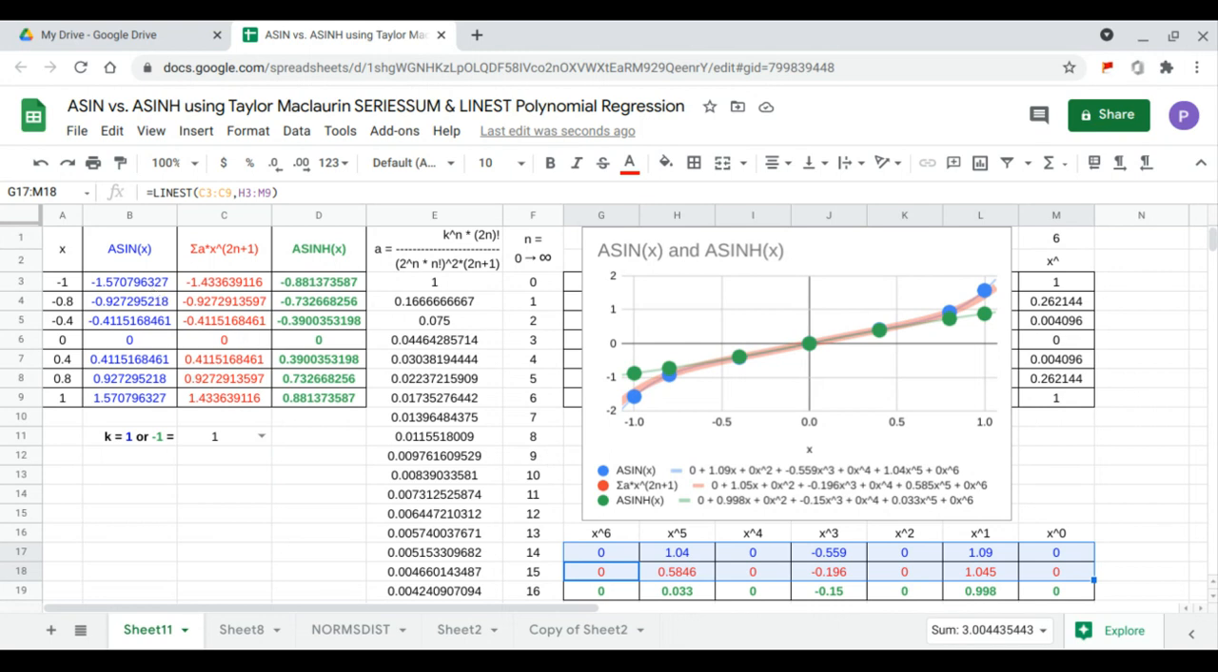This completes the use of the Taylor series sum, Taylor-Maclaurin series sum, and LINEST polynomial regression to generate the polynomials of arcsine and inverse hyperbolic sine.